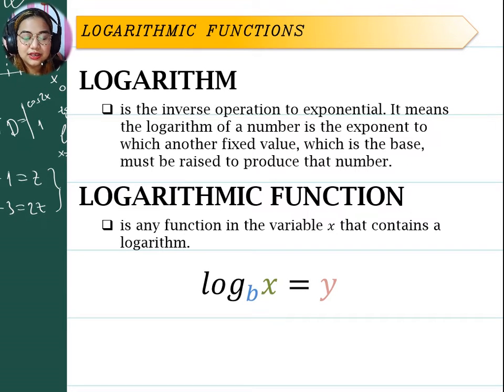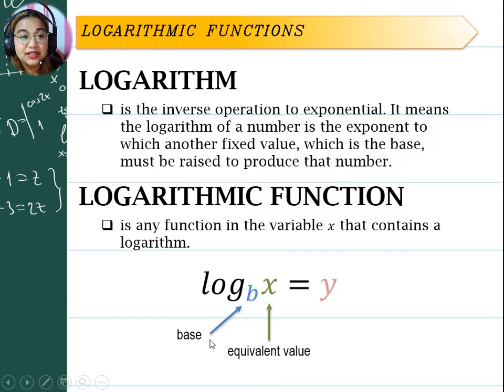So how do we read this function? Okay, we can read it as logarithm of x base b equals y. Again, I will repeat on how you are going to read this: logarithm of x base b equals y. So b is our base, x is our equivalent value, and y is our exponent.